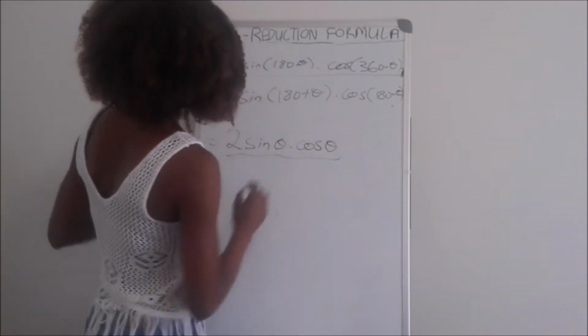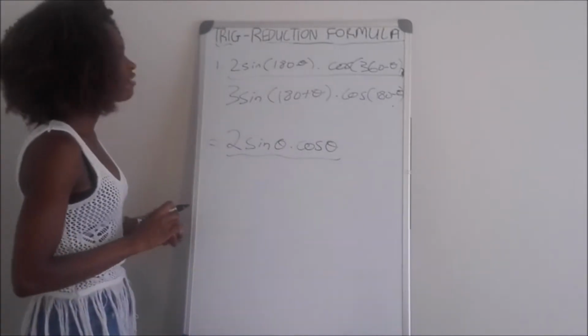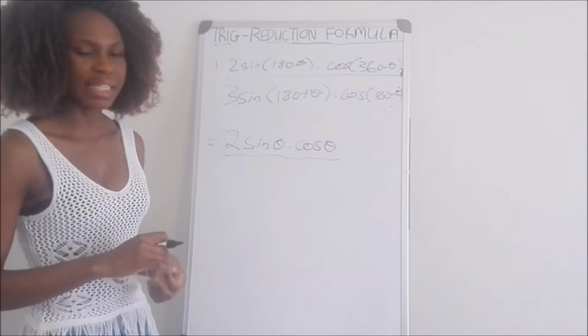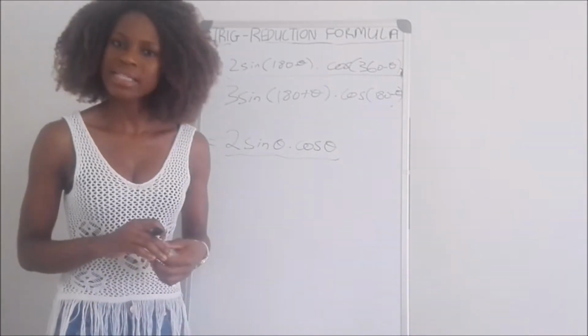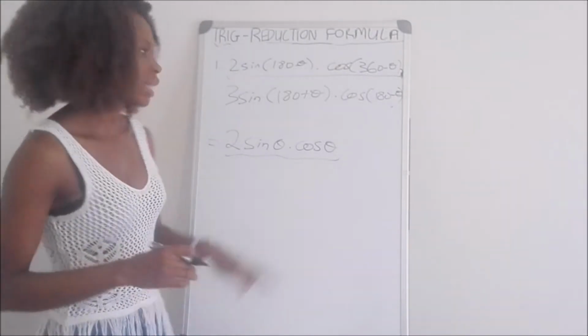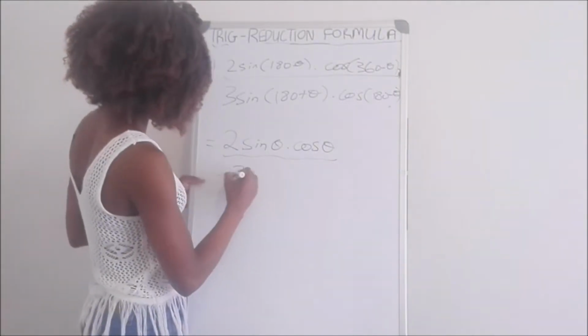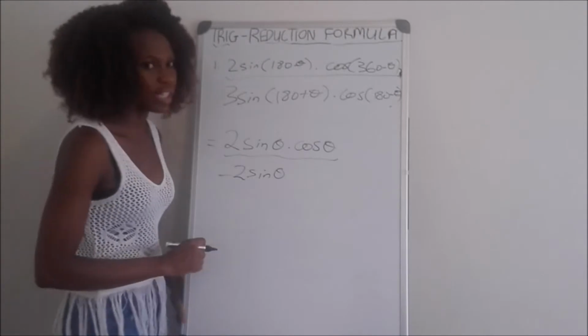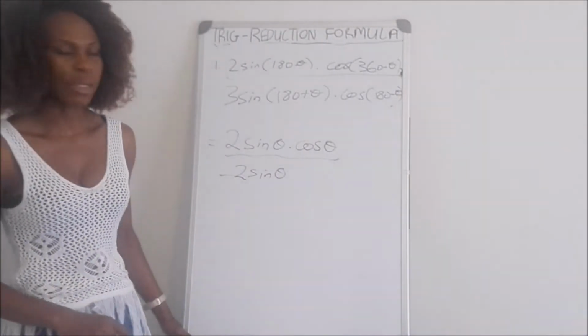Divide by, in the denominator we have 3 sine (180 plus theta). 180 plus theta is in the third quadrant, in which only tan is positive. That means that we have negative 2 sine theta, because only tan is positive in the quadrant of 180 plus theta.